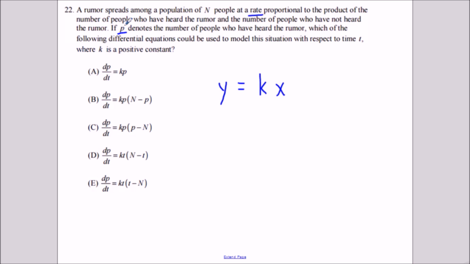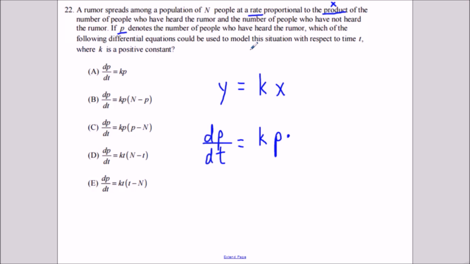And the number of people who have heard the rumor is represented by P. And if you look at every answer choice, this part here, dP over dt, represents the rate that the rumor is spreading. So they're saying that this rate is proportional, so times k, and x is going to represent the second part here. The product, we'll say, is x. So the product of the number of people who have heard the rumor and the number of people who have heard the rumor is going to be represented by P based on what they told us.